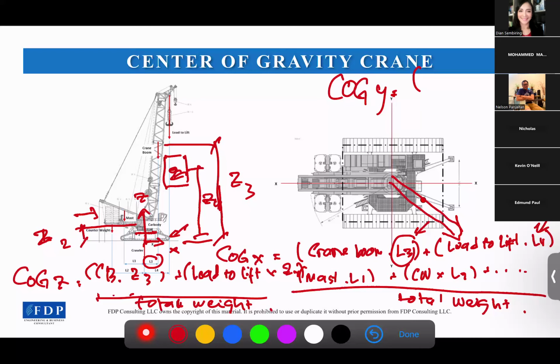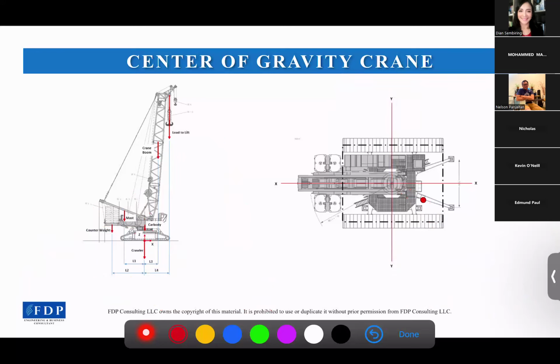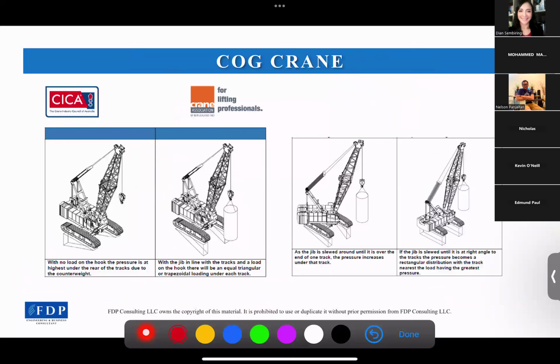And don't forget to put the load to lift into the calculation, because that's important. So that's the COG of the crane.